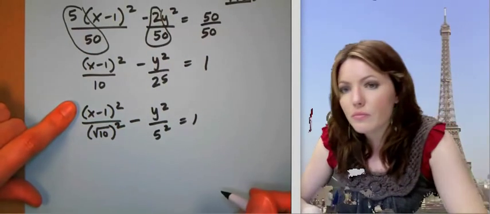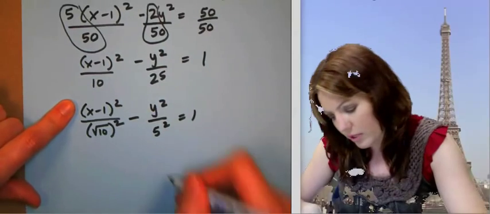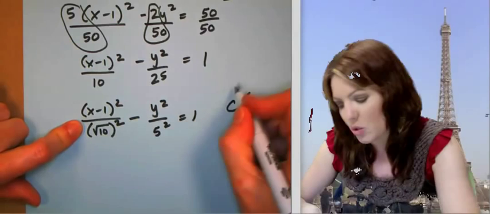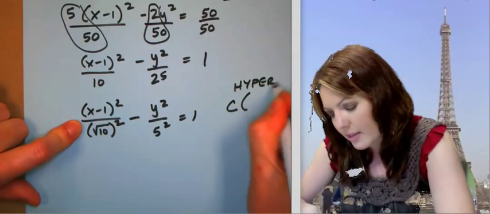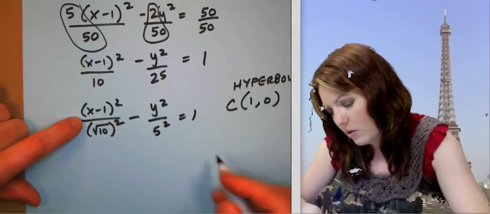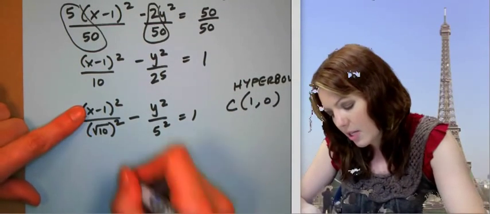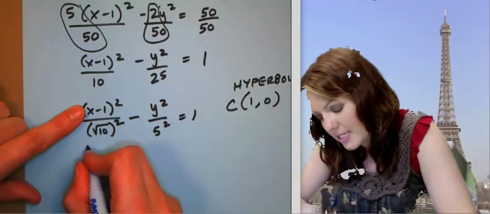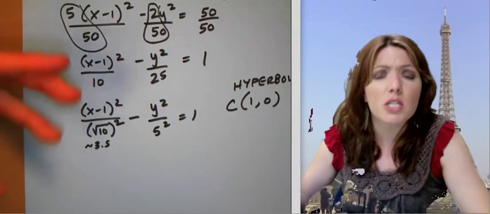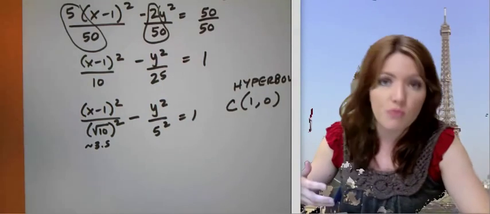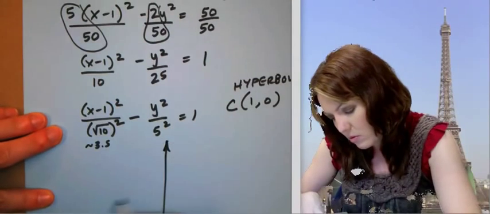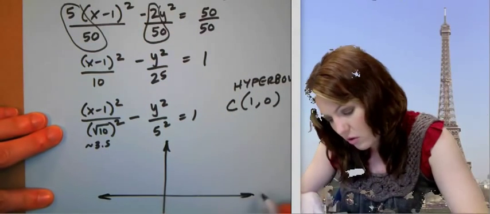And we're going to go through, let's draw our graph. The center of this one, we have opposite signs again, so we have a hyperbola. The center of this hyperbola is at (1, 0), and then we're going to use the numbers underneath. The square root of 10 is approximately 3.5, so it's somewhere in between the square root of 9 and the square root of 16, or 3 and 4, which is about 3.5. Okay, so center at (1, 0), and let's go ahead and draw this.